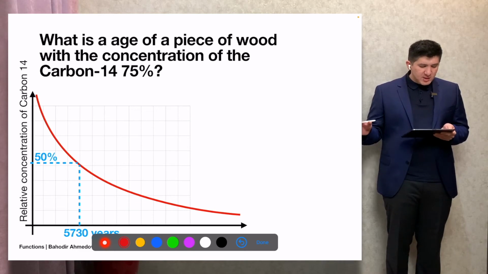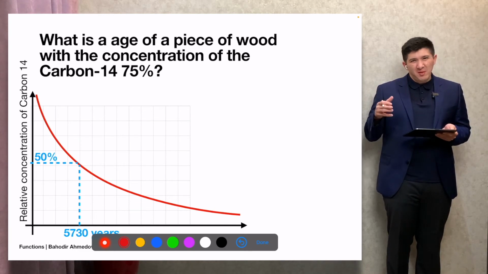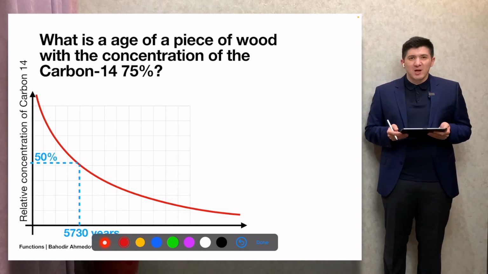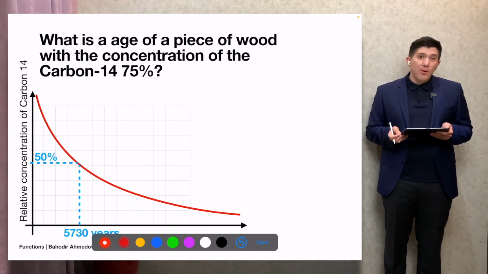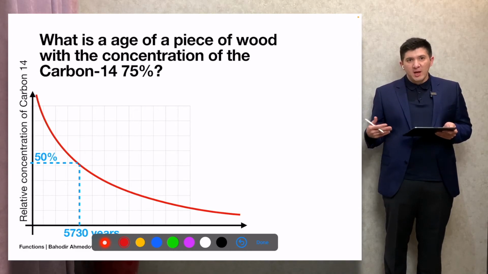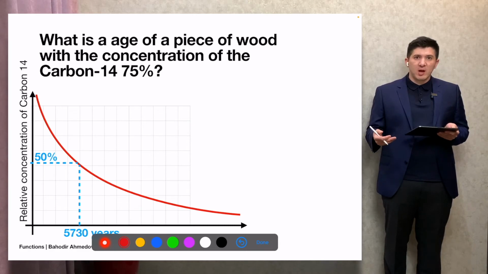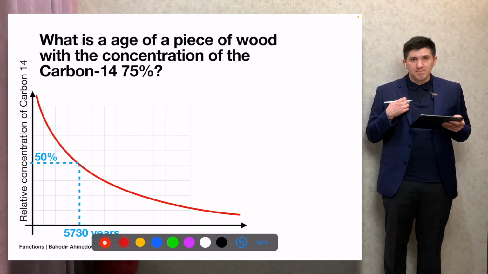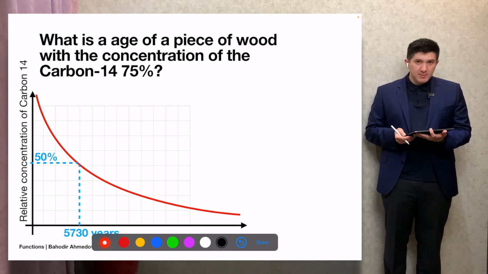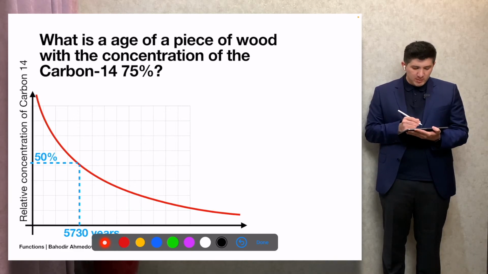So let's say I've just got some piece of wood from an ancient time. Okay, so we just found this with the archaeologist, and I would like to figure out what is the age of this wood. So I measure the concentration of this wood, and I figure out the concentration of this wood is 75% of the concentration of carbon-14 in me while I'm alive. So in order to figure out the age of this wood, I'm going to solve the problem like this.